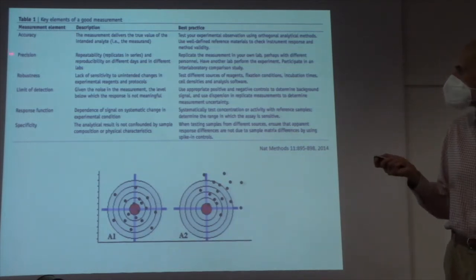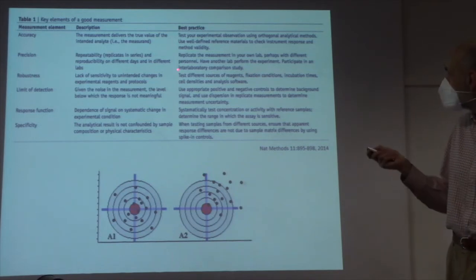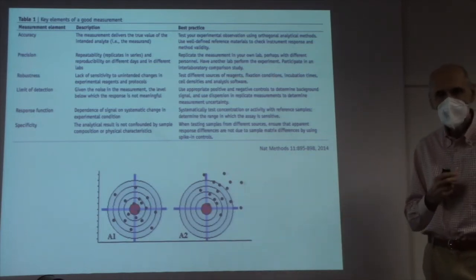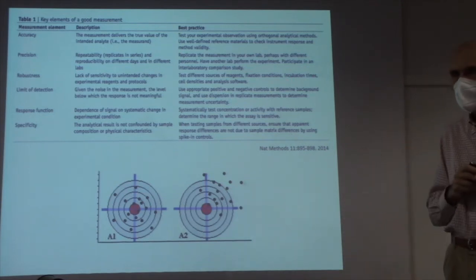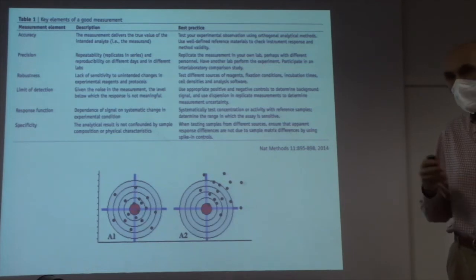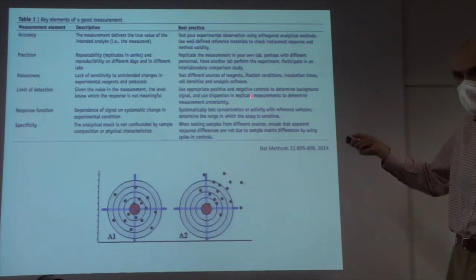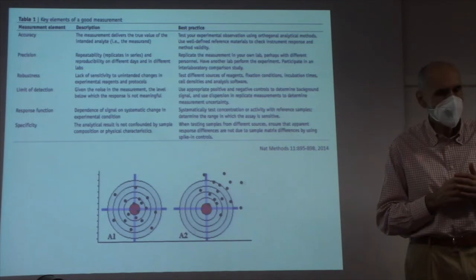All right. Robustness. What's the best practice? What's the advice to the practitioner? Test different sources of reagents, fixation conditions. They're probably thinking about histological practice. Incubation times, if you're doing chemical or biochemical reactions. Cell densities, if you're dealing with cells, and analysis software. So test whatever you think might be a source of instability in your measures.